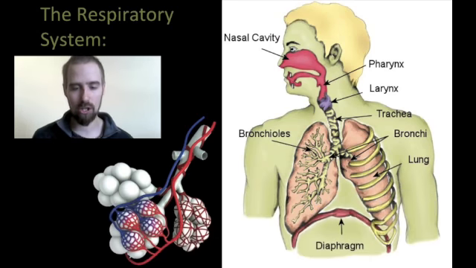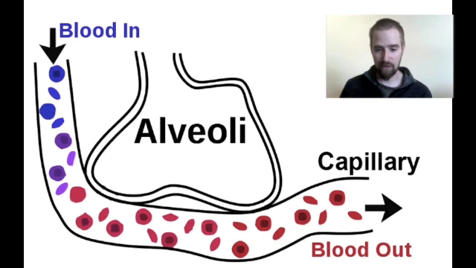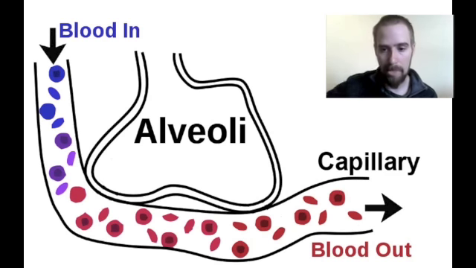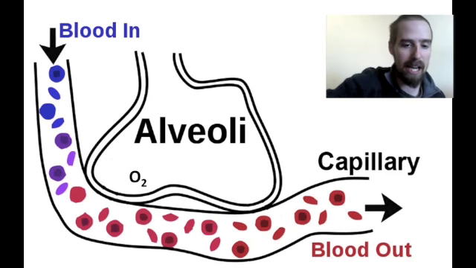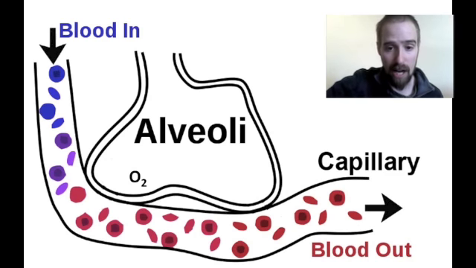So let's take a closer look at how that works. In this figure, we can see just one individual sac that represents all of the hundreds of alveoli we find deep in our lungs. So when we breathe in, we bring oxygen into our alveoli, and now there's a really high concentration of oxygen inside of our alveoli.